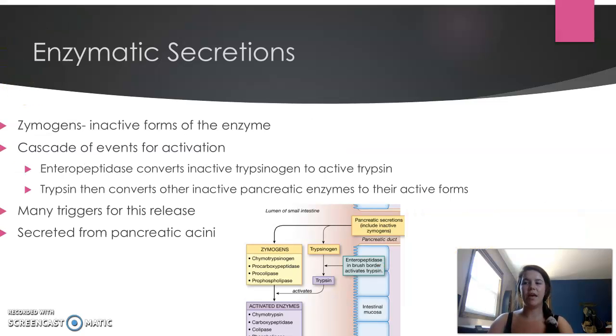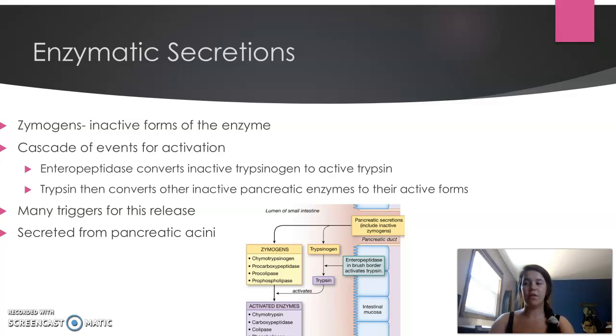The pancreatic enzymatic secretions are mostly zymogens, which means they are in an inactive form that has to be activated by something else. These secretions come from pancreatic acini, which are similar to salivary glands. The activation of these zymogens is a cascade of events that begins when enteropeptidase on the brush border of the small intestines converts trypsinogen to active trypsin.